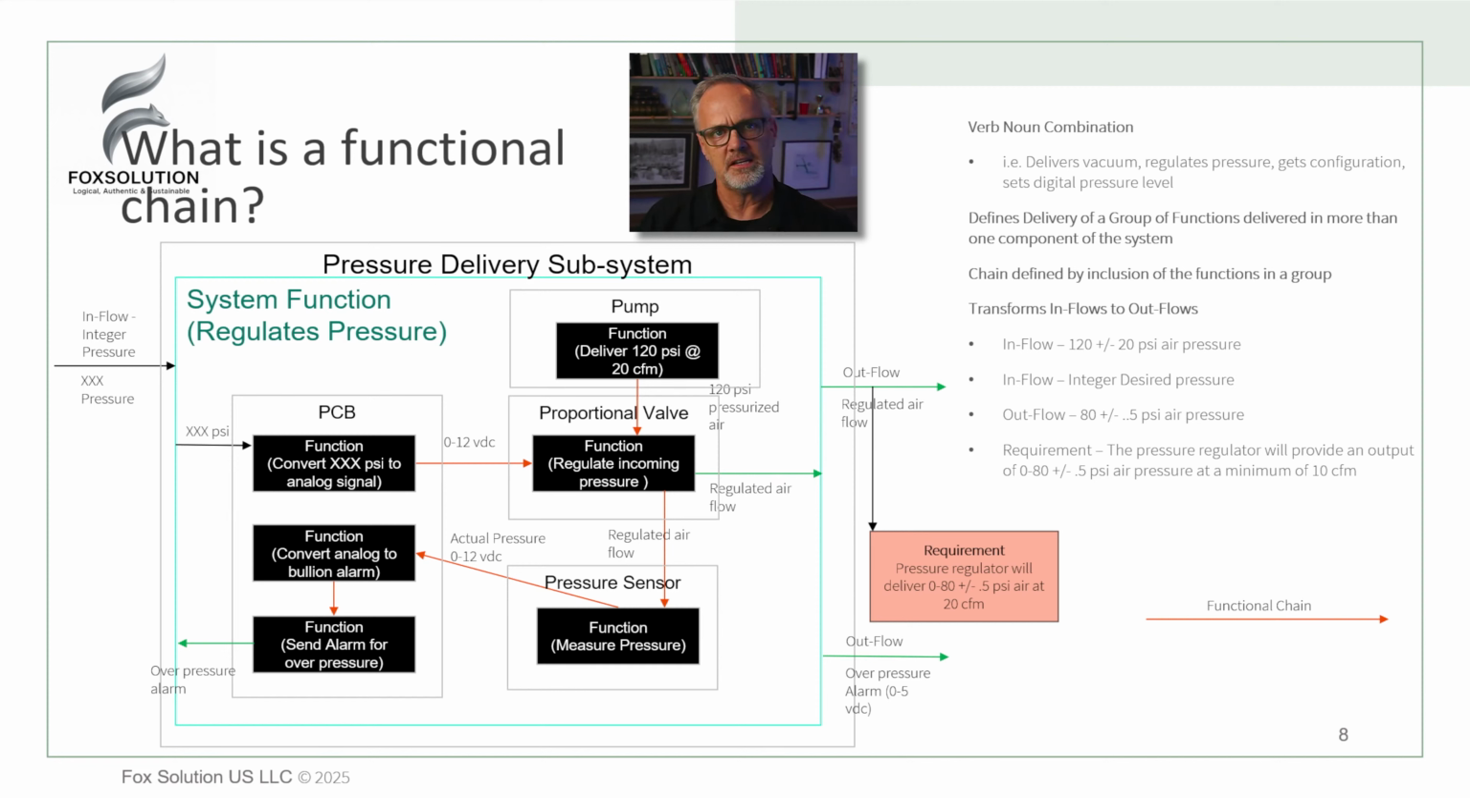Now, if you look at this, each one of these functions that are delivered by the different components of the system, the outflows are different than what they were when we were just talking about the pump. So the printed circuit board might have a 0 to 12 volt DC output. We might have an actual pressure that comes out of the pressure sensor. So it's actually telling us what the actual pressure is in an ASCII format. So when we break it down in this way, the outflows of each one of those functions is very different than what the outflow of the overall system is.